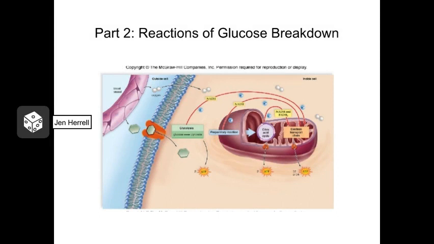Now that we have the preliminary information out of the way, we can focus on all those nice reactions that make up the metabolic pathway of glucose breakdown, also known as glucose metabolism. In this part of the lecture, we're going to focus on the reactions that happen in the cytoplasm, such as glycolysis and another one called fermentation. In part three of the lecture, we're actually going to go inside the mitochondrion and see the other reactions that occur. That part is known as cellular respiration. Let's get started.